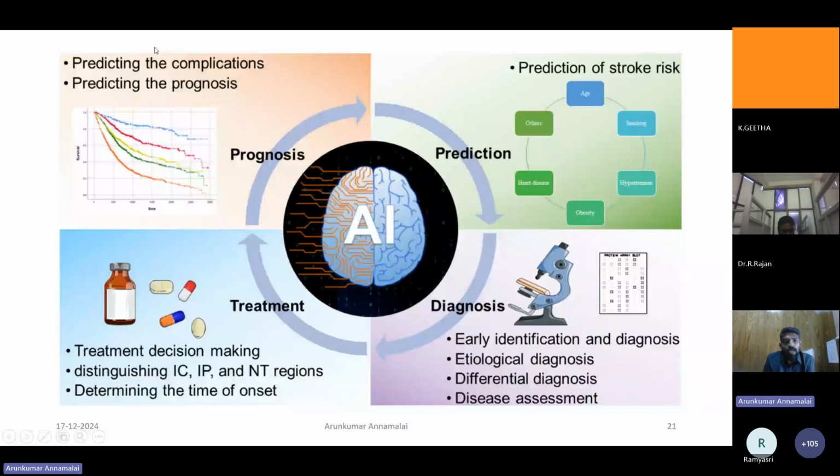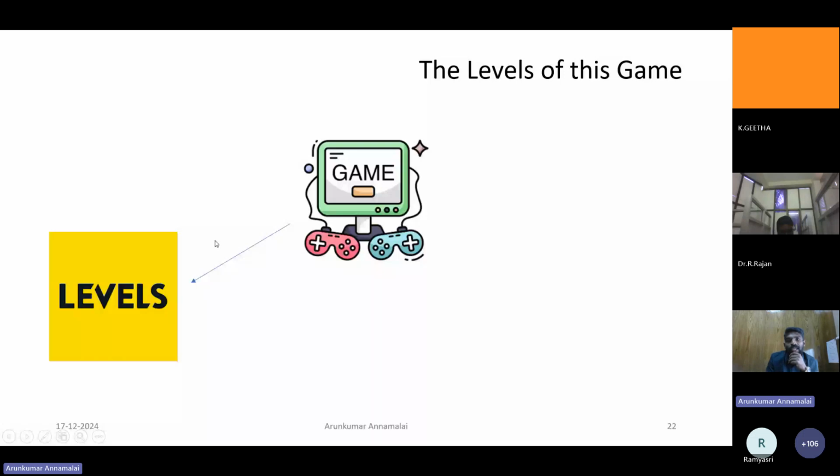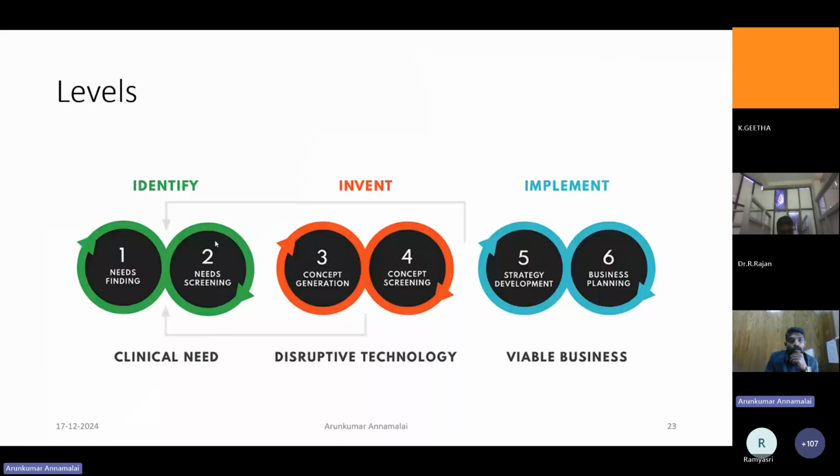So this is the prognosis. The other aspect of AI in healthcare is that you can work on the prognosis part, or the prediction part, or the diagnosis part, or the treatment part. Now the levels of this game, these are the three major levels.